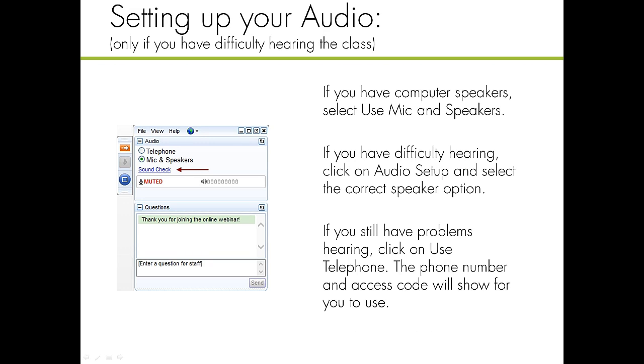If you have a computer with speakers, select Use Mic and Speakers on your GoToMeeting control panel. If you have difficulty hearing, click on Audio Setup and select the correct speaker option. If you still have problems hearing, you can use your phone. Click on Use Telephone, and the phone number and the access code will show up for you to use.